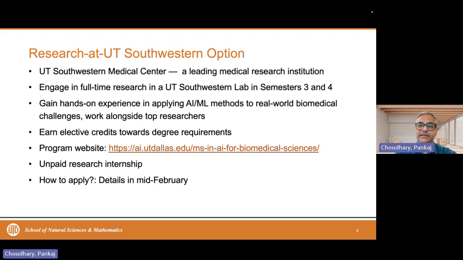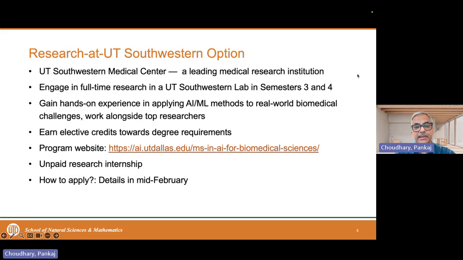And now the students who are part of this AI program have this opportunity to engage in full-time research in a lab at UT Southwestern. And this will be done in semesters 3 and 4. You remember I showed you there is room for electives in semester number 3 and also semester number 4. So those are the semesters in which you will be pursuing full-time research at UT Southwestern.